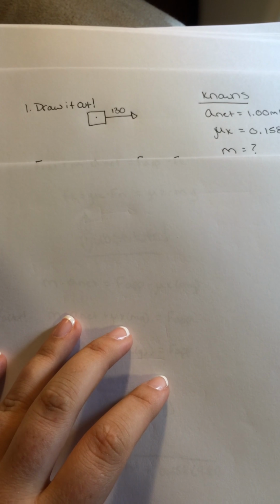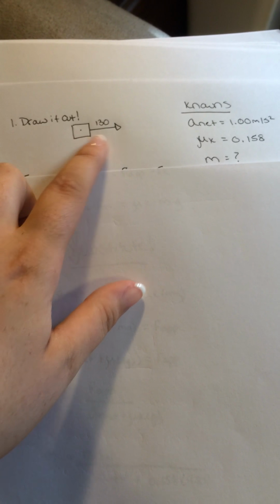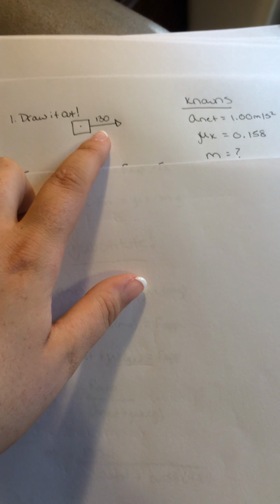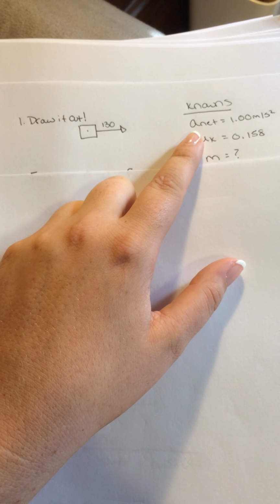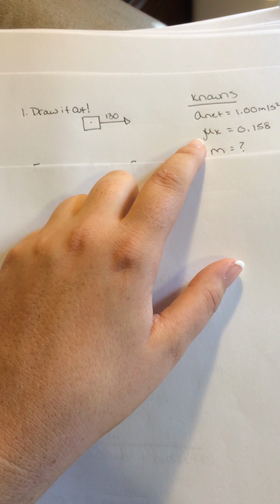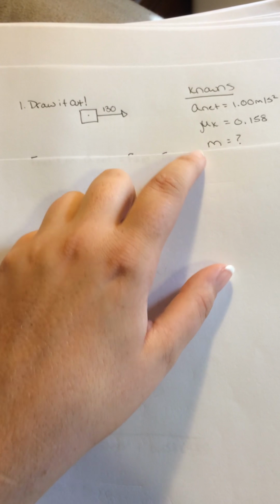So the first thing that we want to do is draw it out, and we want to know what our knowns are. All we know is that Brian had this bag of coal and he dragged it with a horizontal applied force of 130 newtons. The things that they give us are the net acceleration, which is 1.00 meters per second squared, and the coefficient of kinetic friction, which is 0.158, and we're trying to find the mass.